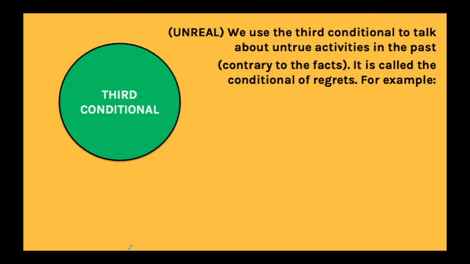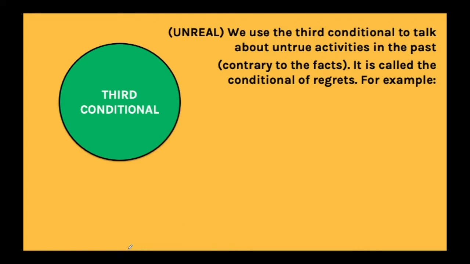Now let's see some examples of the third conditional. We use the third conditional to talk about untrue or unreal activities in the past that are contrary to the facts. So, something happened in the past, that was a fact, something that was real in the past, and we're going to use the third conditional to talk about untrue or unreal activities. It's called the conditional of regrets because we're going to talk about things that didn't happen in the past.